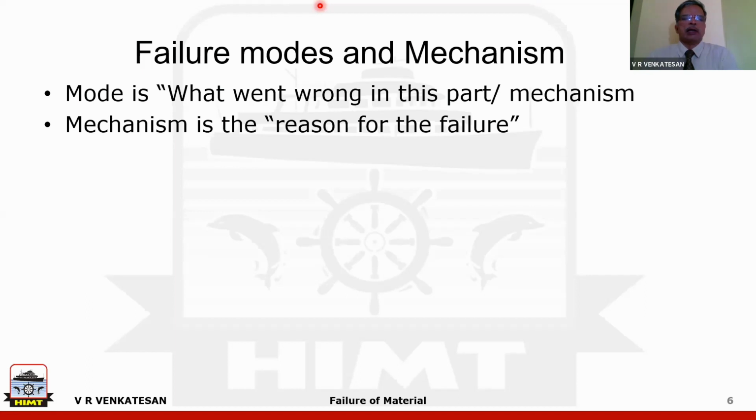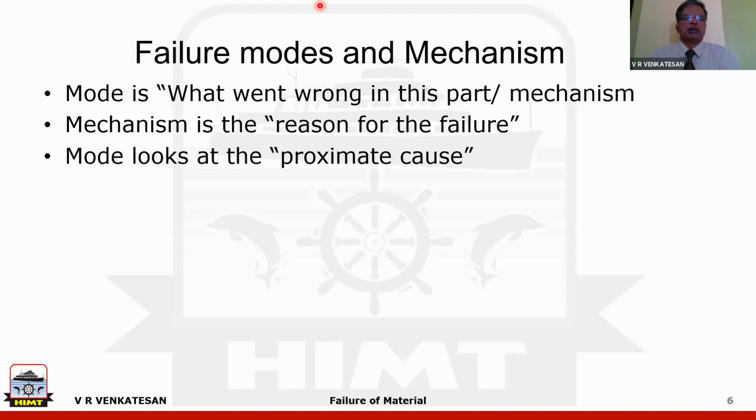When you say failure mechanism, the word is for what is the reason for the failure, that is, how did the failure take place? So first is what went wrong. Second is the cause. If you see a few examples, the mode is the proximate cause. We say the proximate cause is what actually happened, and then the mechanism is more like the root cause, which comes much further down.